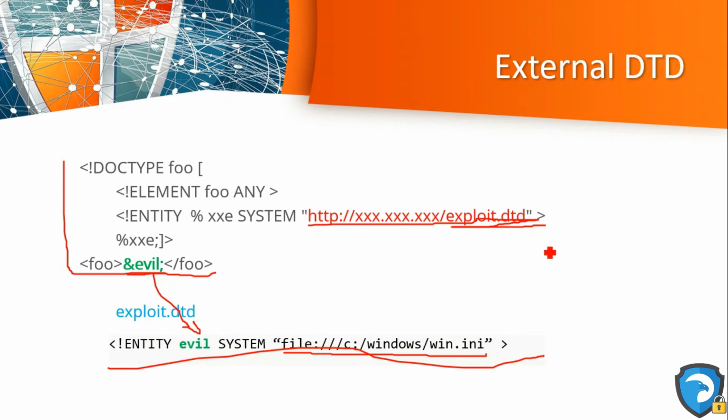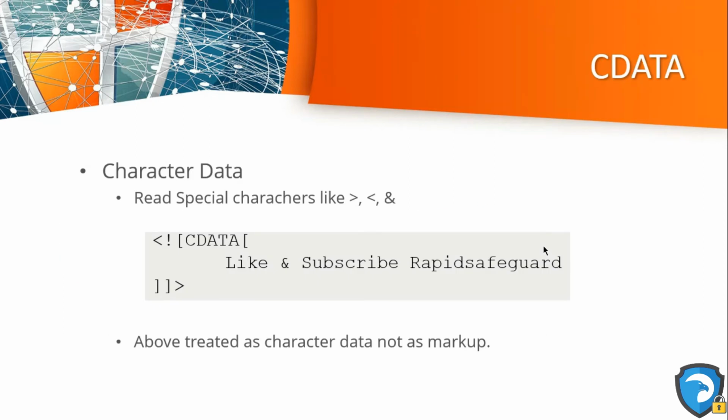Now let's understand CDATA. CDATA stands for character data, and it is used to pass special characters like %, less than and greater than, because XML is not able to parse such special characters. In XML markup, less than indicates the starting tag, greater than indicates the ending tag, and % is used for references. So if we want to pass special characters like %, we need to use CDATA. As you can see in the example, I have used the % in the CDATA, so it will be treated as character data, not as markup.